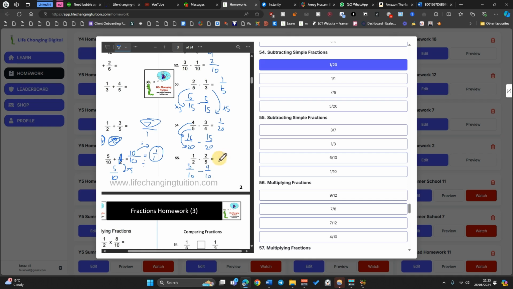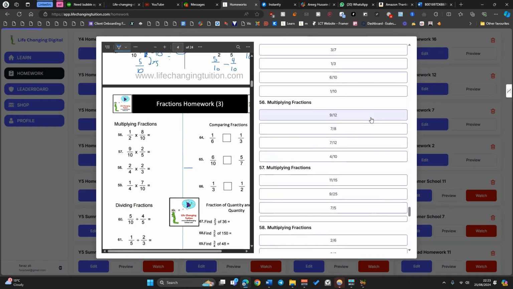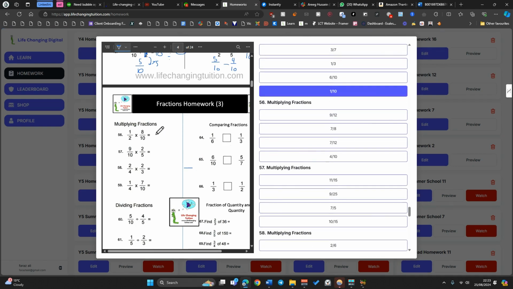That will give us 1 over 10. Okay, multiplying fractions now. Let's select that answer. 1 over 2 times 8 over 10. With these ones, you don't have to do anything. You can just times directly left to right.